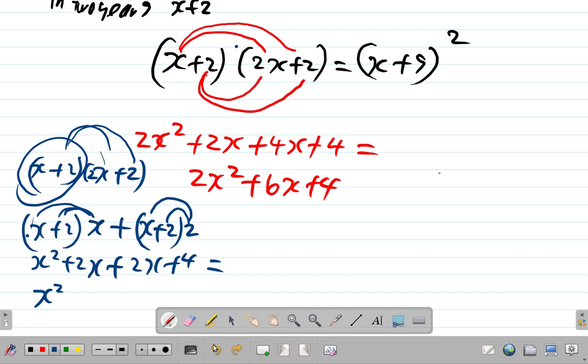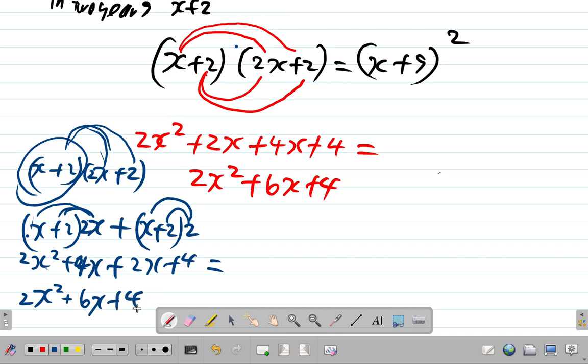I know there's some if you write 2x here, so 2x times all of this, and 2 times all of this. So 2x times x gives you 2x squared, 2x times 2 gives you 4x. Here 2 times x is 2x, plus 2 times 2 is 4. So we have 2x squared plus 4x plus 2x gives you the 6x plus 4.